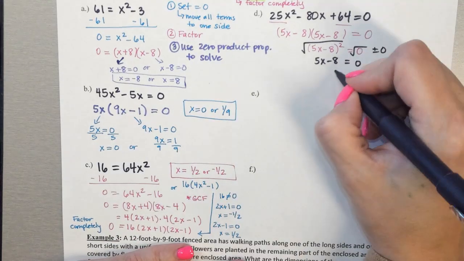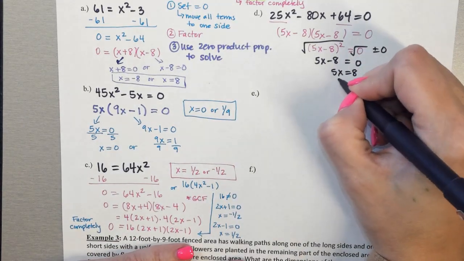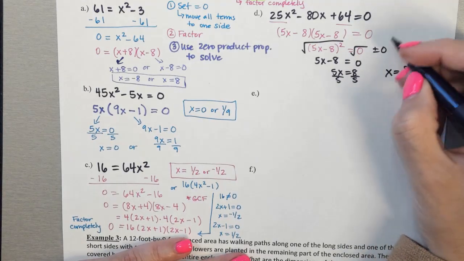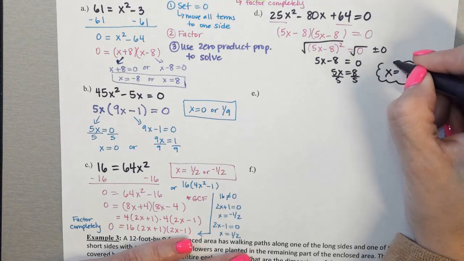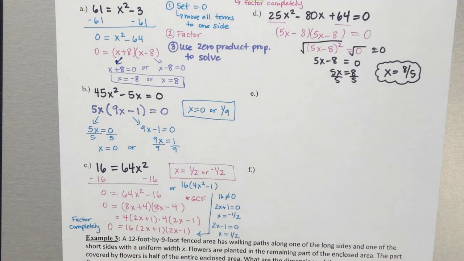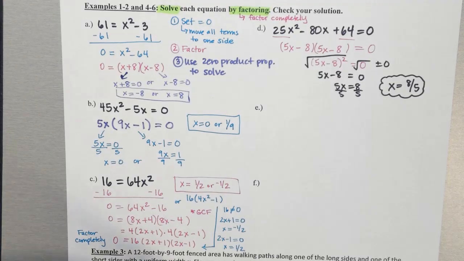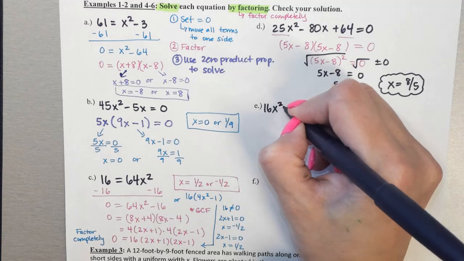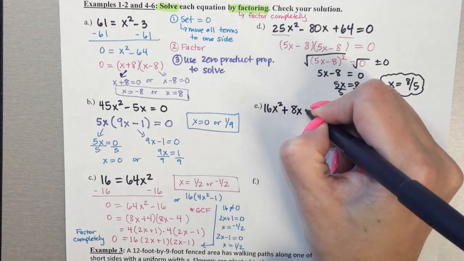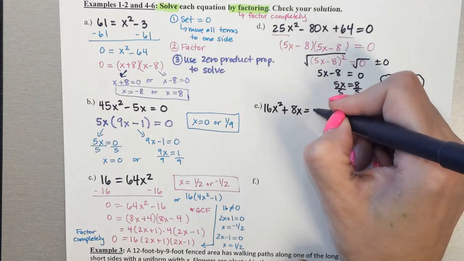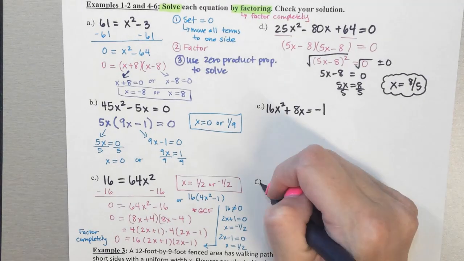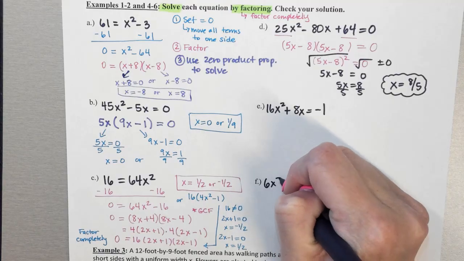Okay, and then you would add 8, divide by 5. Okay, so x is going to be 8/5. Okay, so if these are the same factor, you will have one solution. Okay, so I want you to try this one. And if you get through that quickly, I'll give you F as well, okay?